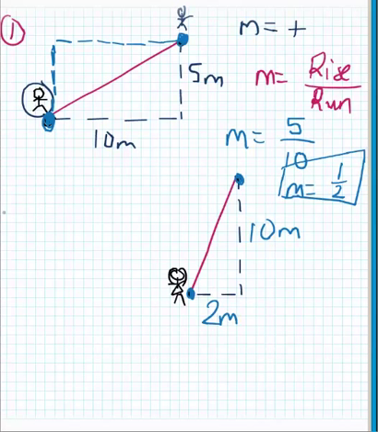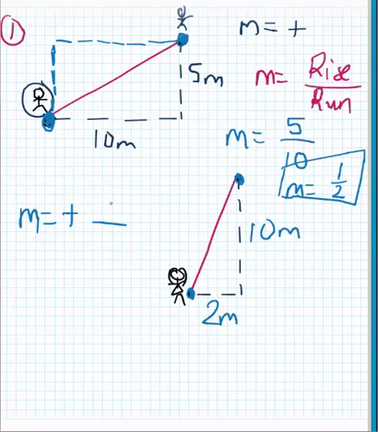So now we have to identify, is our gradient negative or positive? Are we going up the hill, gaining height? Or are we going down the hill and losing height? Well, we can see that it is positive because we're going up the hill. So we have a positive gradient. And now let's fill in our numerator and denominator. What goes on top and the bottom?